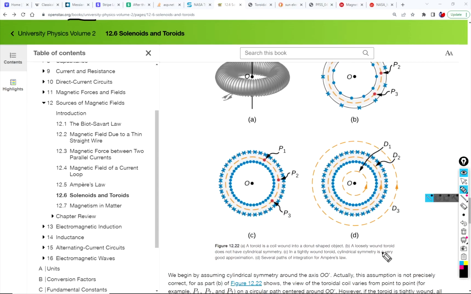Okay, hold on a second. You may not be able to read it here, but I'm going to read the bottom part right down here. A toroid is a coil wound in a donut-shaped object. For this one right here, a loosely wound toroid does not have cylindrical symmetry. Loosely wound, that's that one. And what they're talking about here is how many times these little blue dots show up. They're just every so often. Let's go on to this one right here, C. A tightly wound toroid, cylindrical symmetry is a very good approximation.